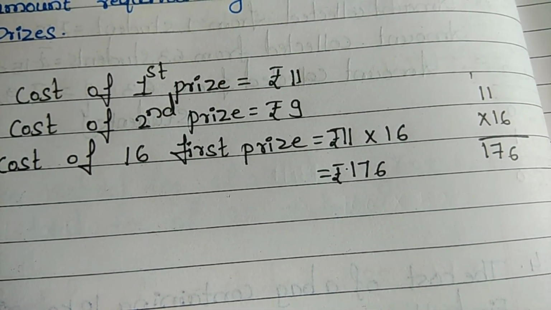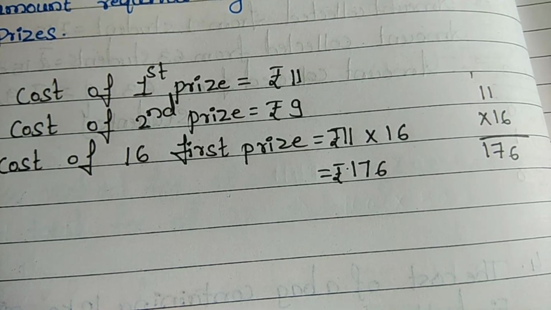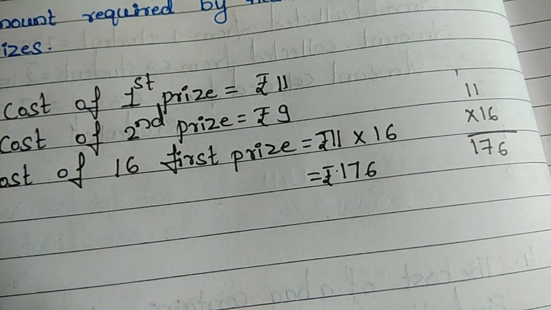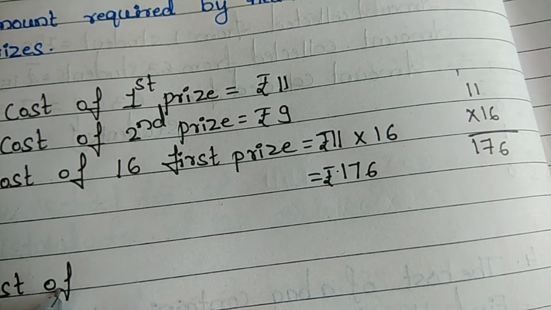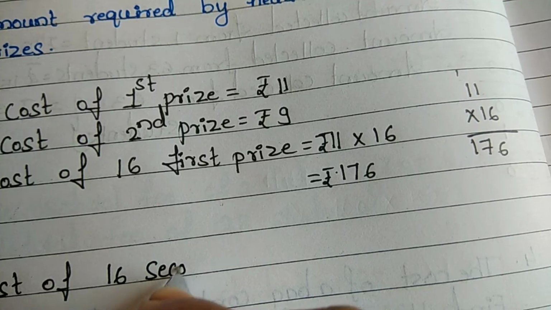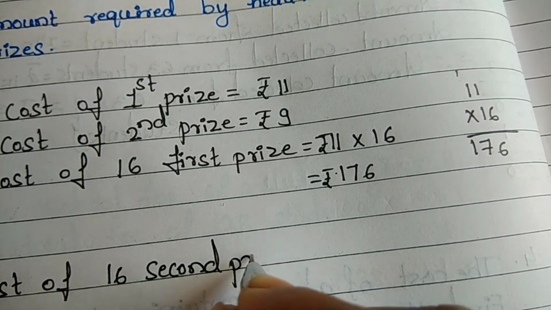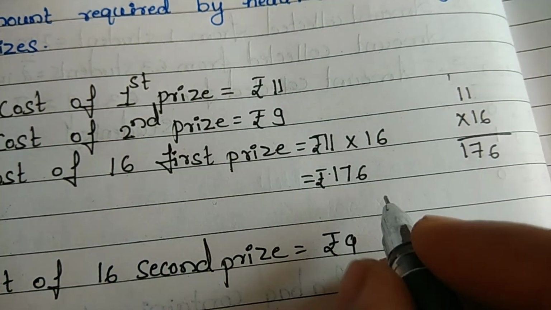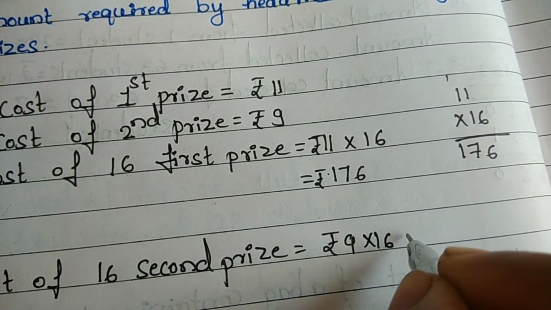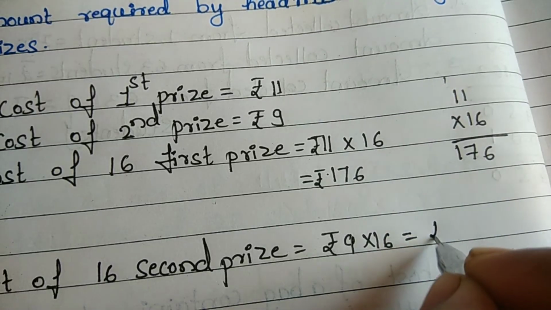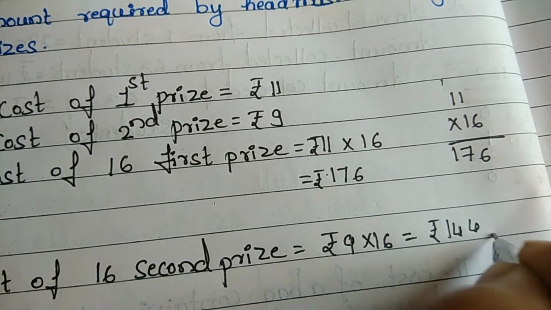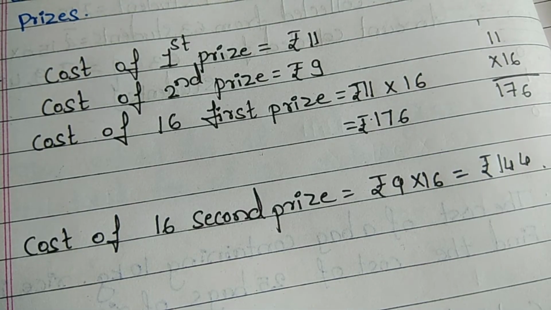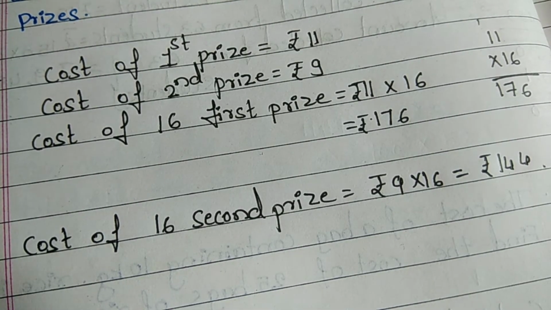Okay. Next. Cost of 16 second prizes is how much? 9 into 16. 9 6s are how much? Tell me. 144 rupees. Then the amount of 16 first prizes and the amount of second prizes we will add.